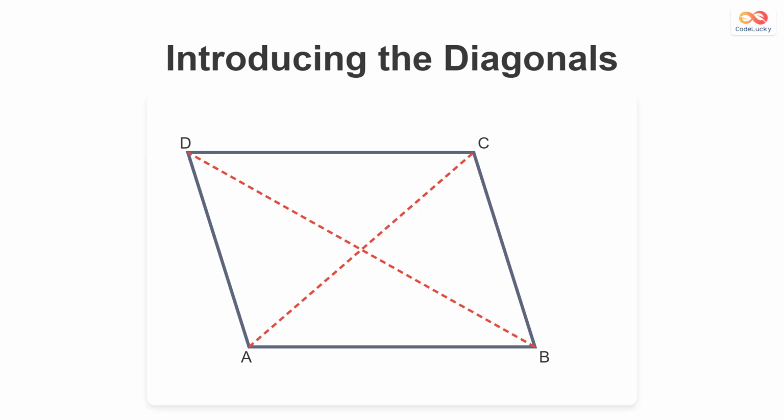Now, what happens when we draw lines connecting opposite corners of the parallelogram? These lines are called diagonals. Every parallelogram has two diagonals. Imagine a parallelogram named ABCD. One diagonal connects corner A to corner C, and the other connects corner B to corner D.